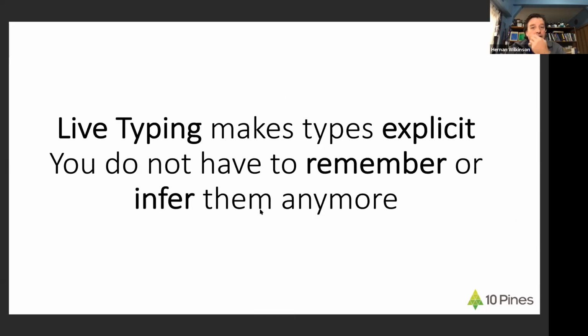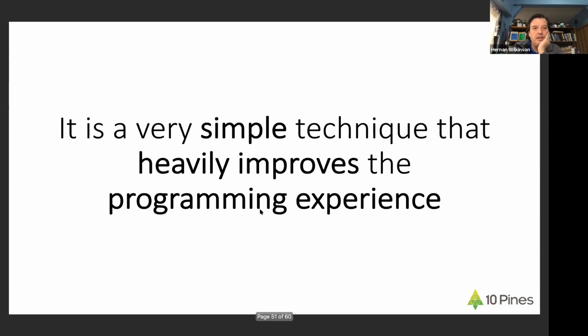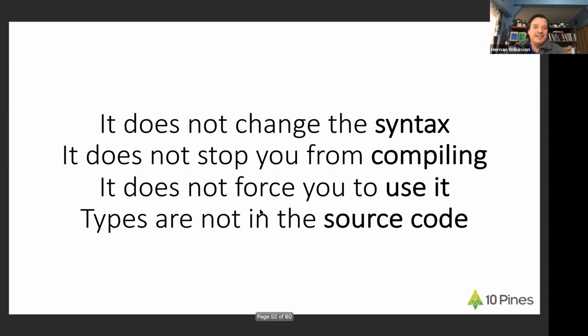So the good thing about LiveTyping is that it makes types explicit. You don't have to remember or infer the types anymore. You have the information there. They are objects, and you can play with them like any object. It's a very simple technique. It's not something complicated, and the impact is big. When you start using it, you don't want to lose it. It heavily improves your programming experience.